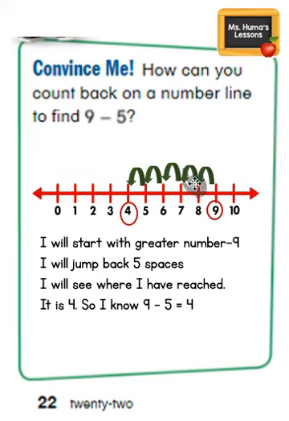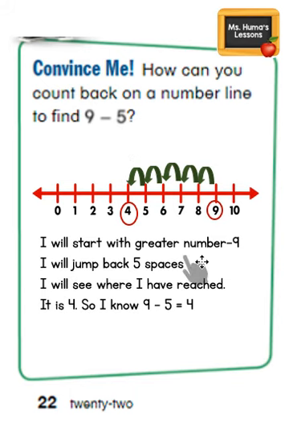When we are solving a subtraction equation on a number line, what do we do? We start with the bigger number. So I can write here, I will start with the greater number, and that's 9. So we have circled 9 here. Then we look at the lesser number and make that many jumps.